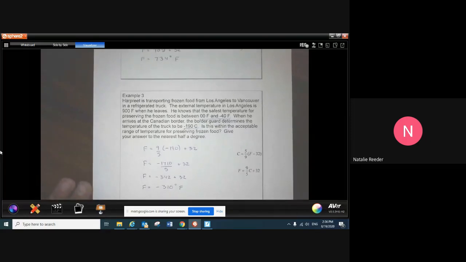So some of these problems are a little unrealistic, but still, you just find the numbers, find what you need to answer, and use the formulas to convert your temperatures. And that's it. So that's all there is to converting Celsius to Fahrenheit and Fahrenheit to Celsius. So now you can go ahead and do your practice.